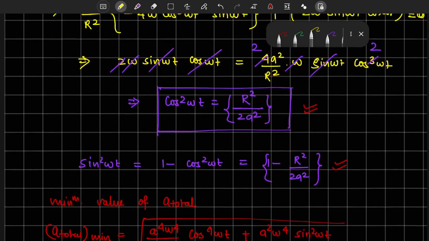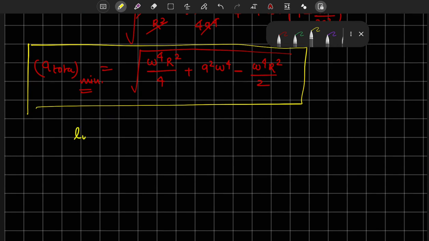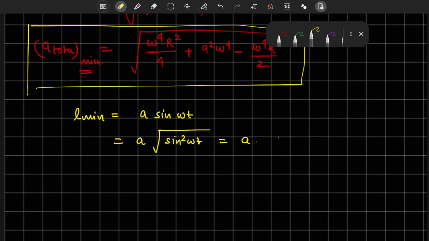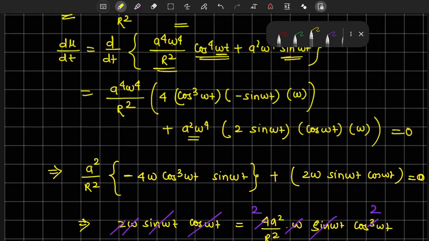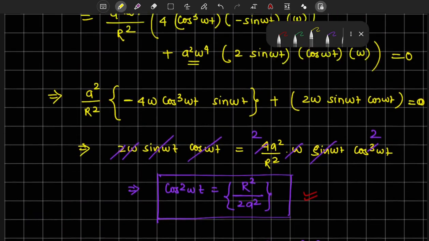Okay, now let us find out the value of the minimum distance. So we can write L minimum, that is equal to a sine of omega t, that we can write as a times sine square omega t under root, that is equal to a times sine square omega t that we have found out from here. So that we can write 1 minus r square divided by 2a square under root. Okay, so this is the value of minimum displacement we have got. I hope the entire procedure is clear. Thank you.